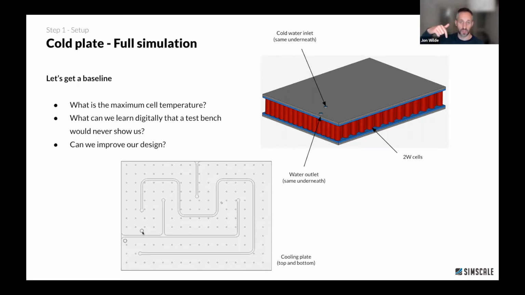So you're pushing cold water in, could be coolant as well, and it's coming out at a different temperature. And what we want to understand is how well the cells are cooled. Are there any hotspots anywhere? Is there stuff that we could learn here that we couldn't learn on a test bench? I mean, that's going to be pretty obvious because it's hard to see inside a cold plate on a test bench, but we will anyway. And then can we improve the design?